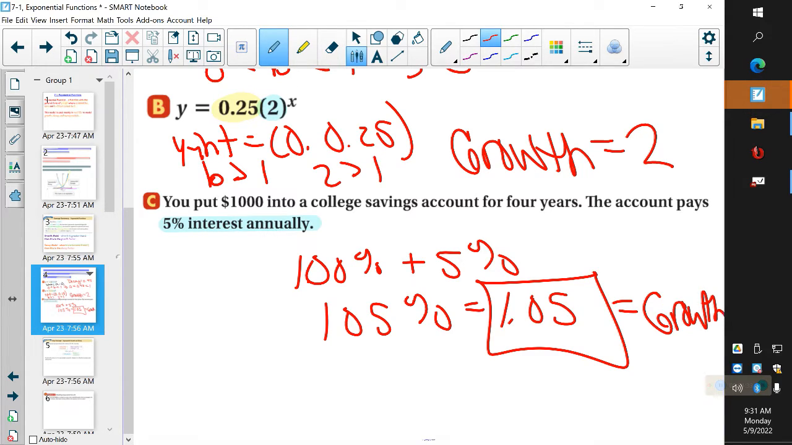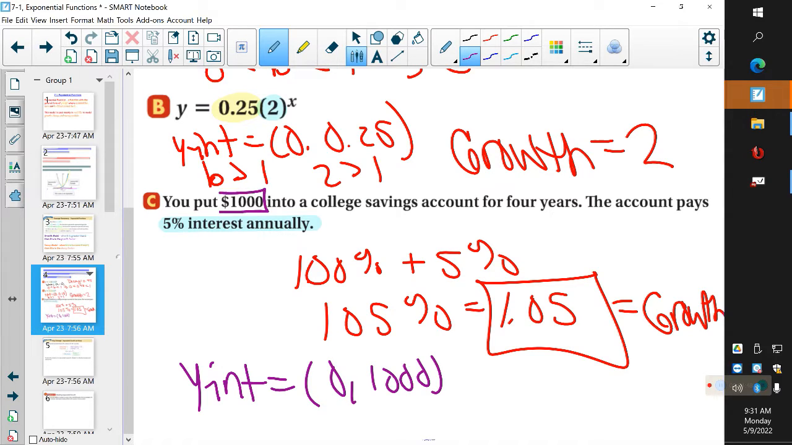Okay? So I now know that I'm going to be growing, and then it says, well, what is my a value? Or I should say, what did I start off with? So that means my y-intercept is going to be what I started off with, which is going to be (0, 1,000), because that is how much I put into the account.